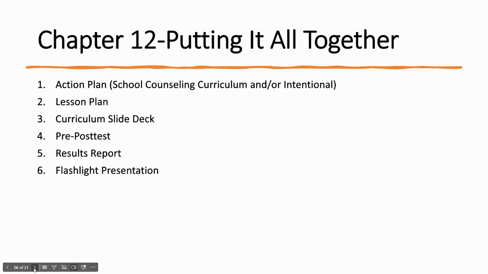So then chapter 12, it's putting it all together. And again, every chapter talks again about putting it all together, having your action plan, using a lesson plan.